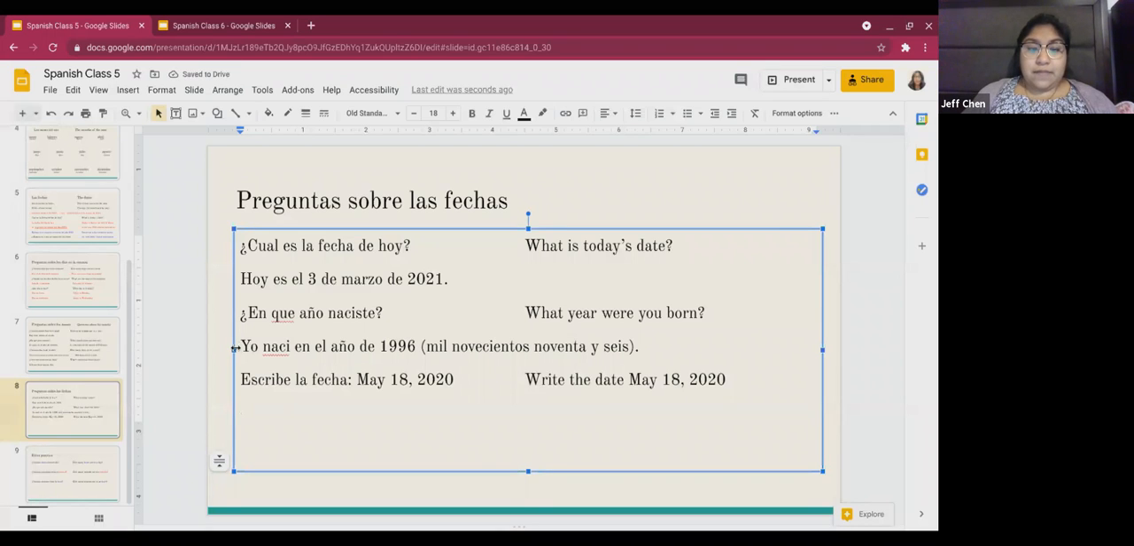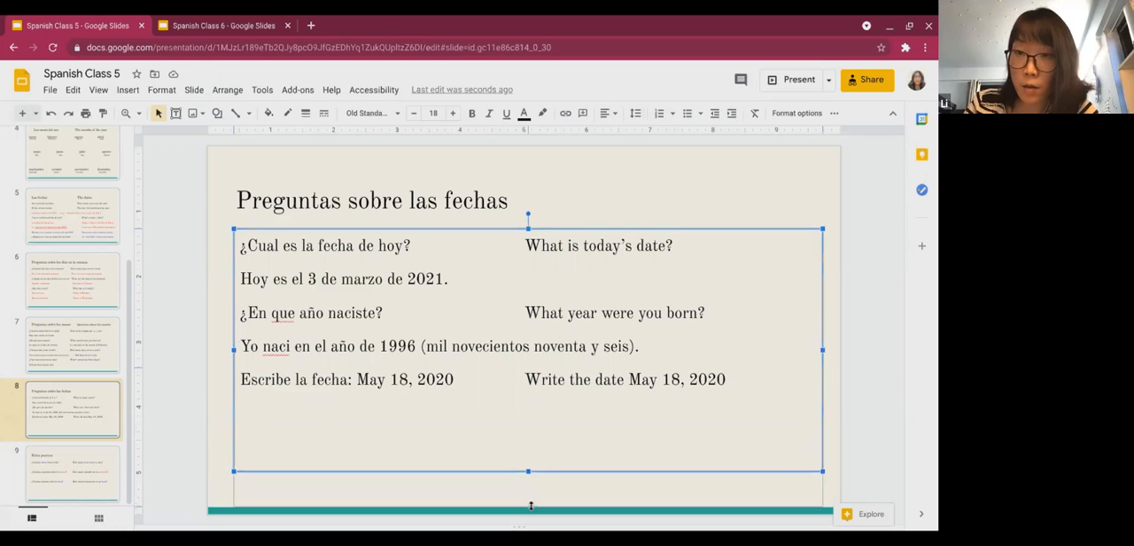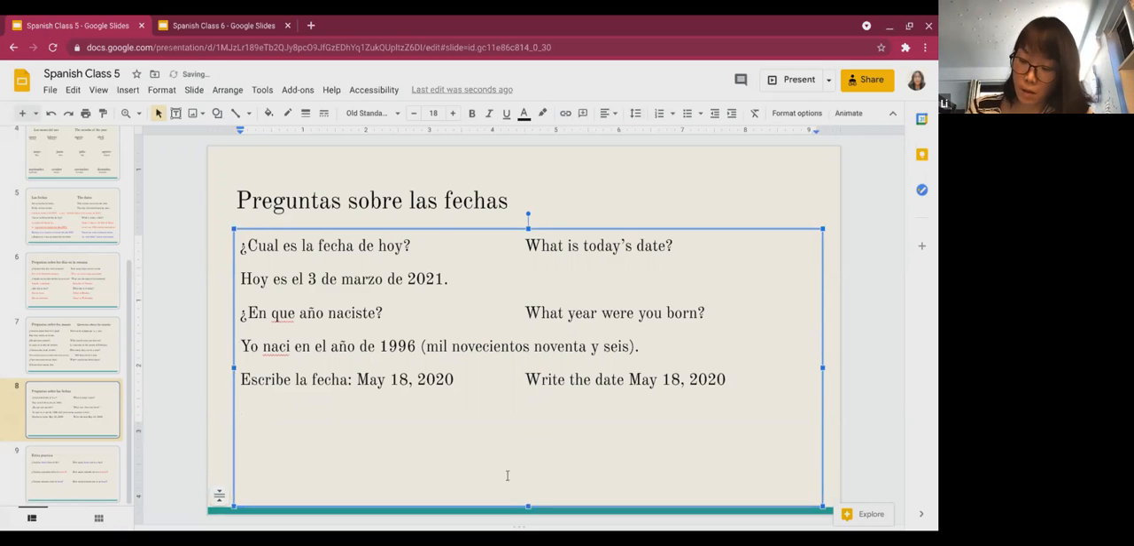And now, this last one here. Escribe la fecha. May 18, 2020. So I'm asking to write the date in Spanish. So does anybody want to? And you can go ahead and unmute yourself. I can't see you guys on the screen.